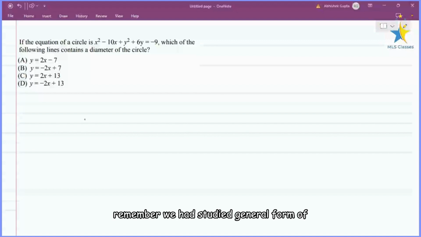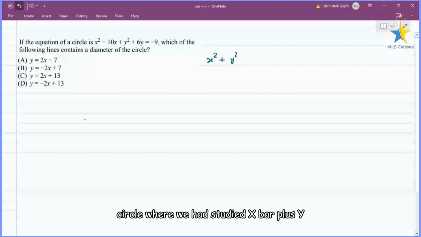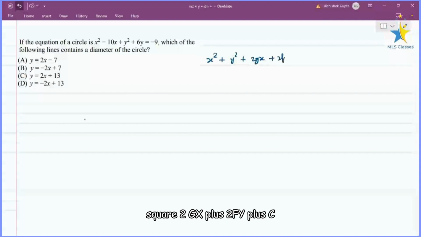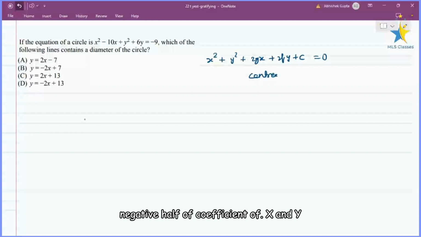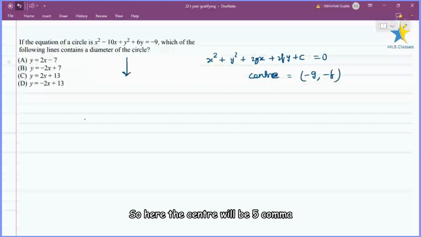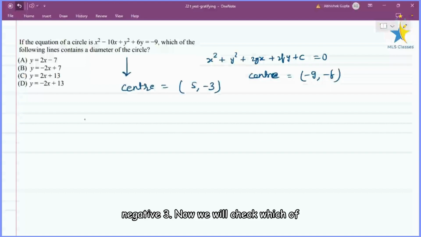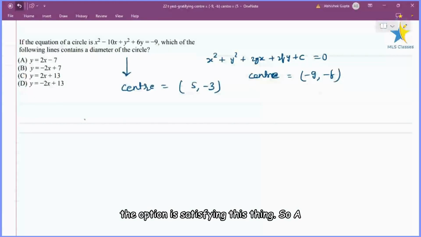Now if you remember, we had studied the general form of a circle, x square plus y square plus 2gx plus 2fy plus c equal to 0. Then the center is given by negative half of the coefficients of x and y, that means negative g comma negative f. So here the center will be 5 comma negative 3. Now we'll check which of the options is satisfying this.